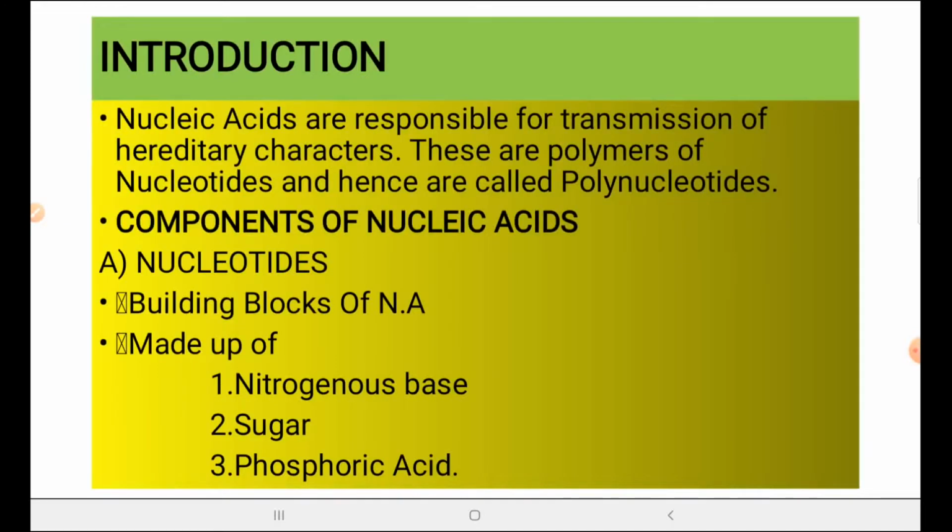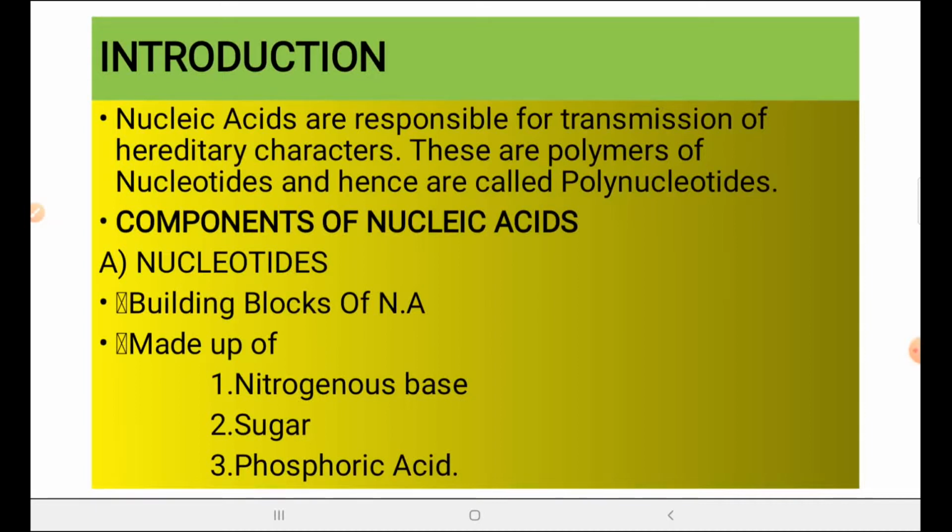As far as nucleic acids are concerned, these are nothing but polymers of nucleotides. So many nucleotides make up your nucleic acids. You know that nucleic acids are responsible for transmission of characters from one generation to another. Examples of nucleic acids are DNA and RNA. You know it very well. So let us now come to the structure or components of nucleic acids.